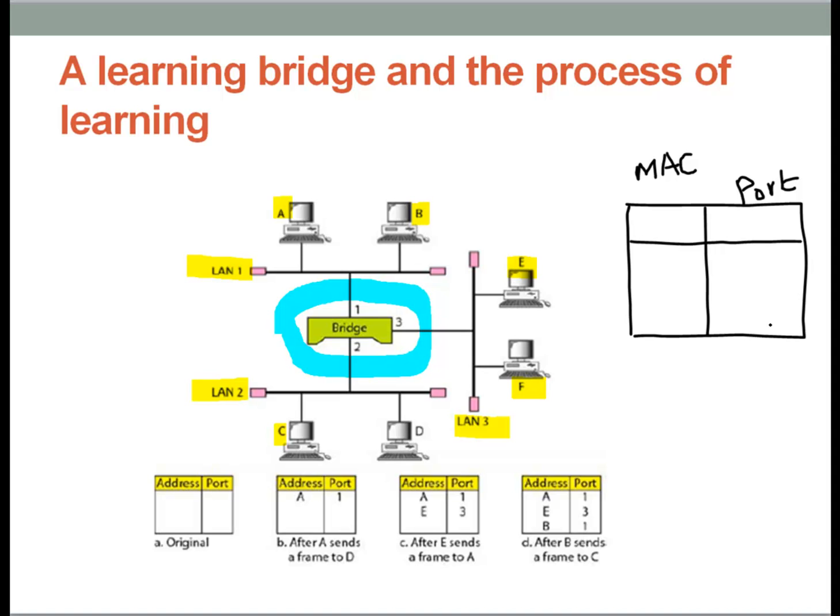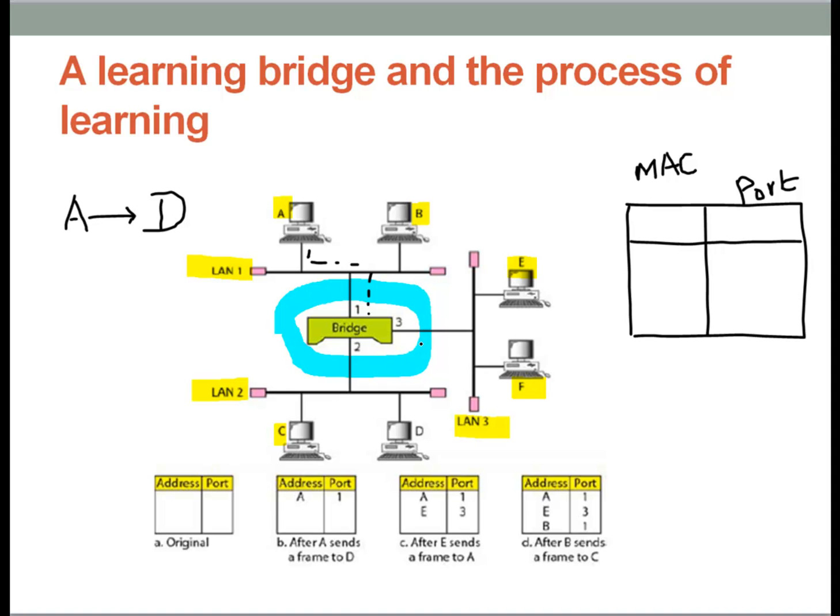Now I am going to send data. You can see, after A sends the frame to D, that means from A I want to send a frame to D. I am going to send a frame from A to D. Now the frame is coming from this machine. You can see the lines that I am putting. So this is from A. The frame is coming to the bridge.